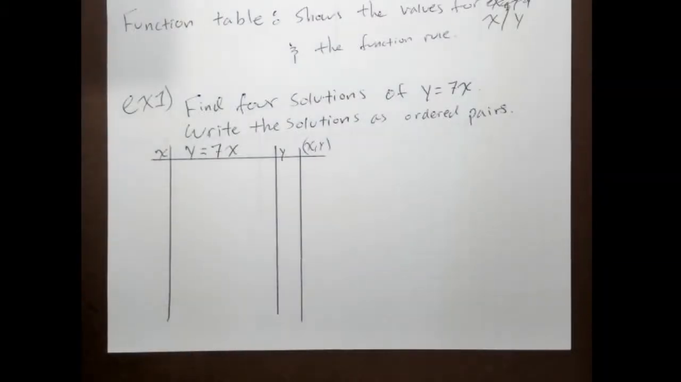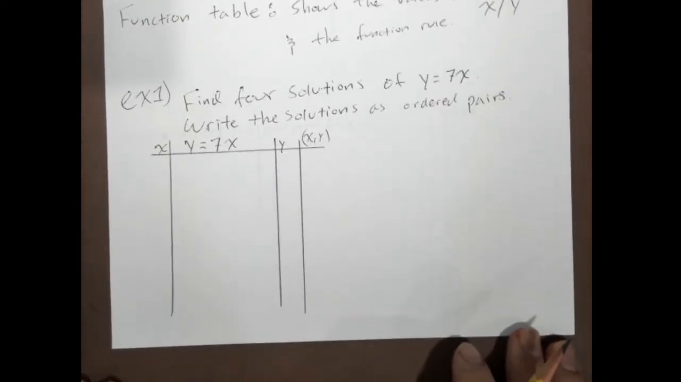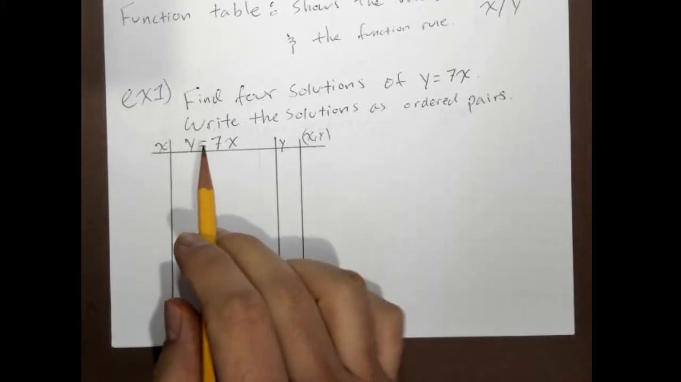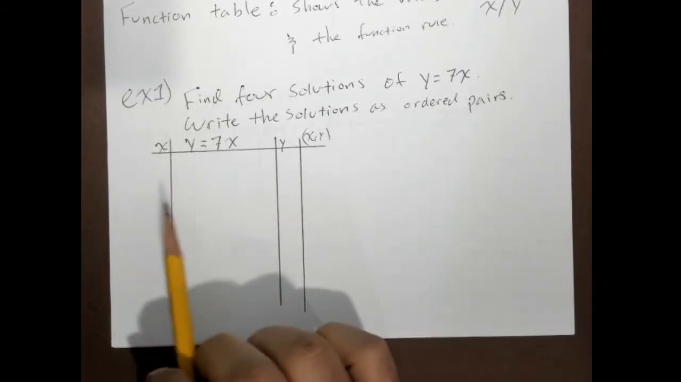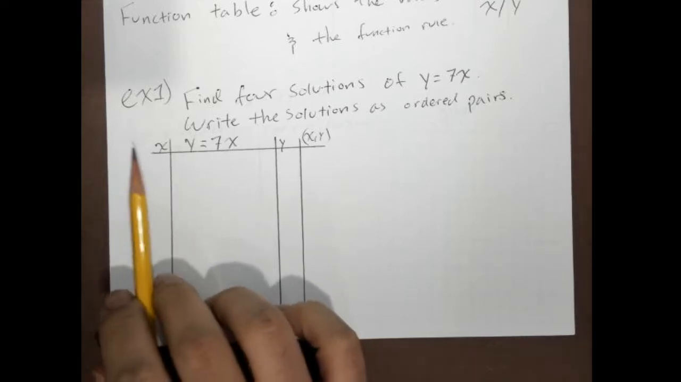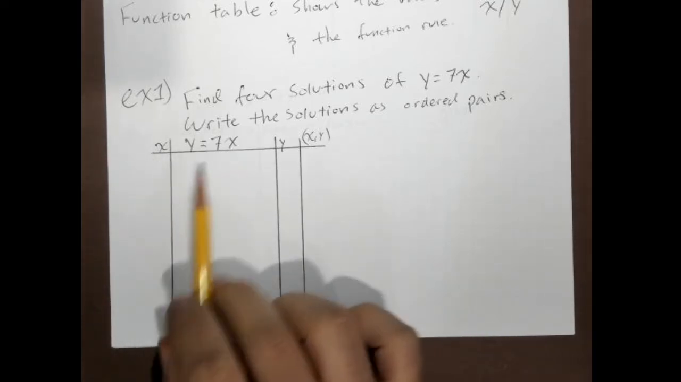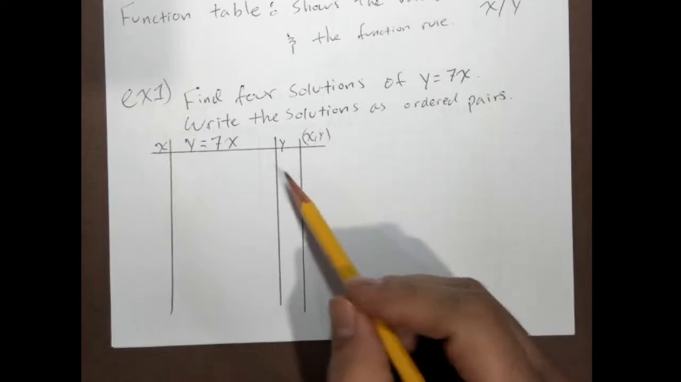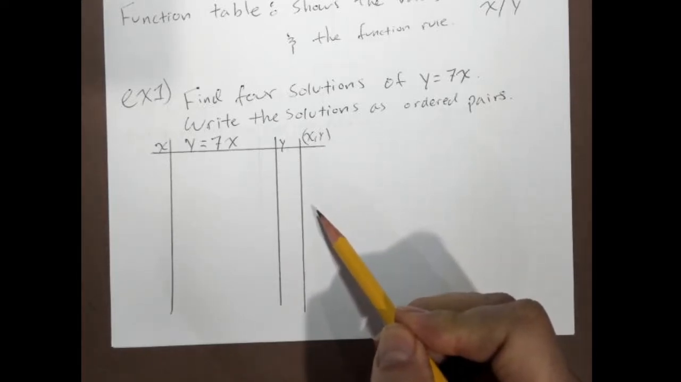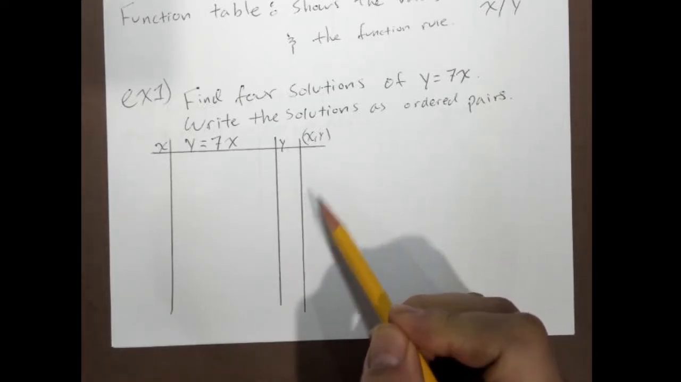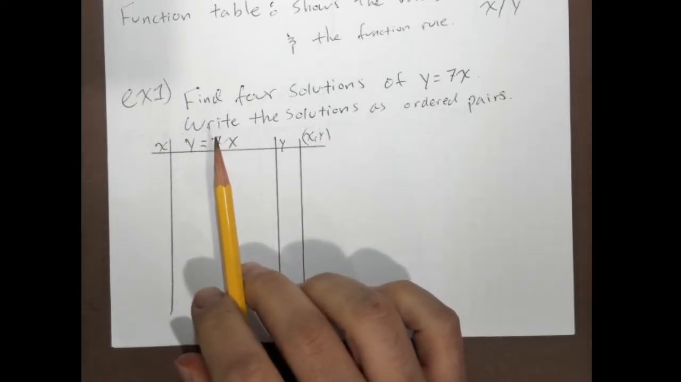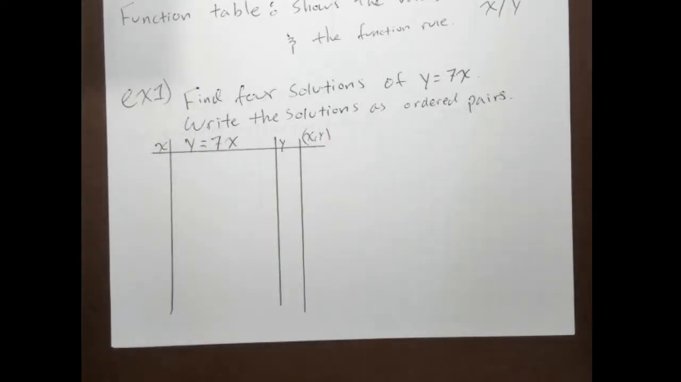This video is going to review 9.2, representing linear functions, the 4 examples. First example is going to be representing a linear equation y equals 7x using a function table. So we have our x values on the left, we have our equation in the middle, we have our y values and our ordered pairs and/or our possible solutions. Example 1 says find 4 solutions of y equals 7x. Write the solutions as ordered pairs.